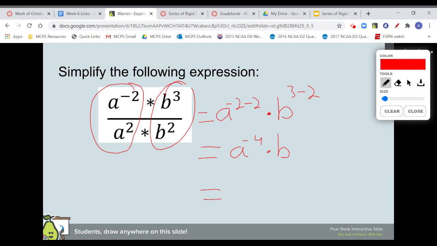And once again, one of these has a negative exponent. So I'm not simplified until the negative exponent is gone. And that means I'm going to take b, and then I take a to the 4, I move it to the denominator, and that has made it positive. So I have b over a to the 4.